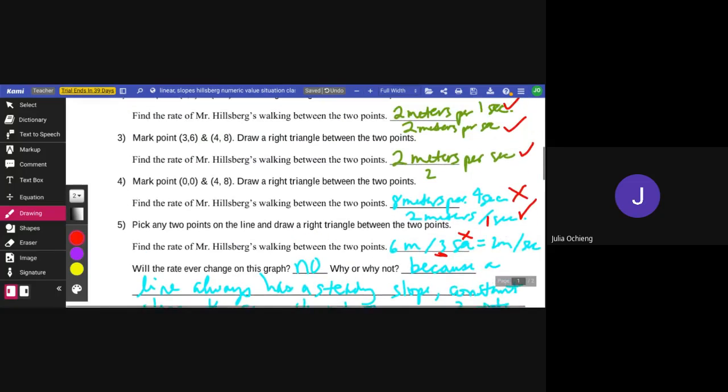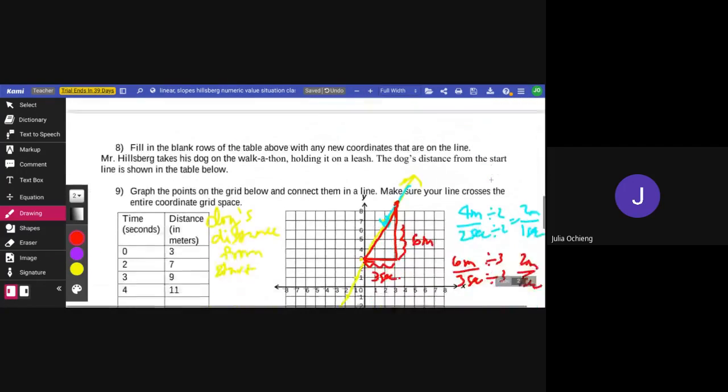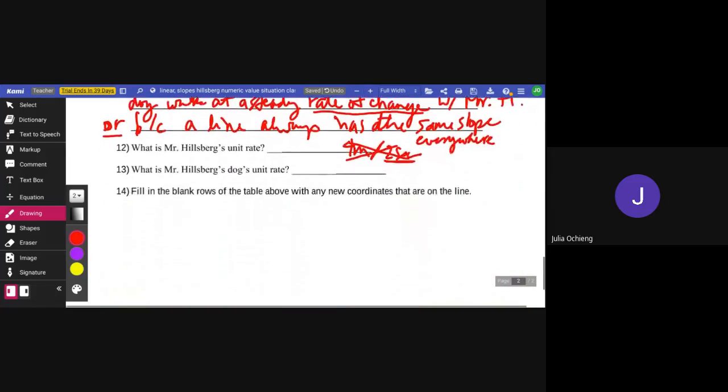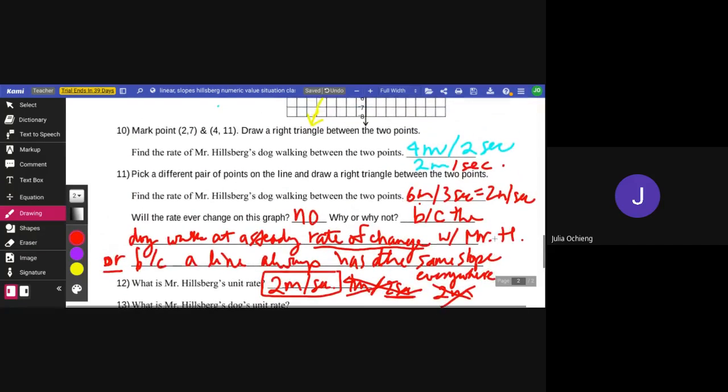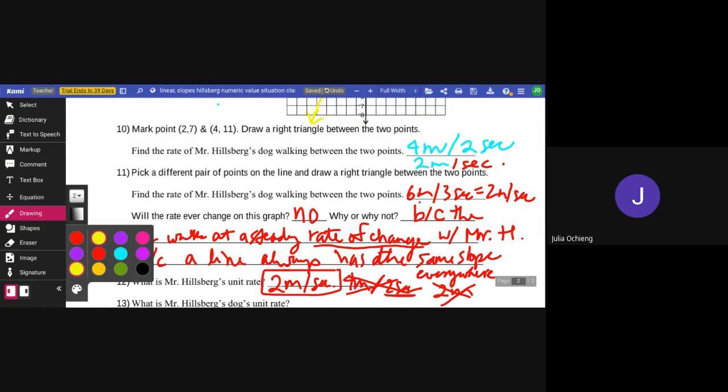So the unit rate is going to be 2 meters per 1 second, because that's what the answer is for all the questions for Mr. Hillsberg. So what is Mr. Hillsberg's unit rate? It is 2 meters per second. If you write 2 meters, that will be marked wrong, because a rate must always have 2 units. So this one has the unit of meter and second. So if you write 2 meters, that's the wrong answer as well. Number 13, what is Mr. Hillsberg's dog's unit rate? So let's go back to the dog and check which of these numbers that you see written down are the unit rate.